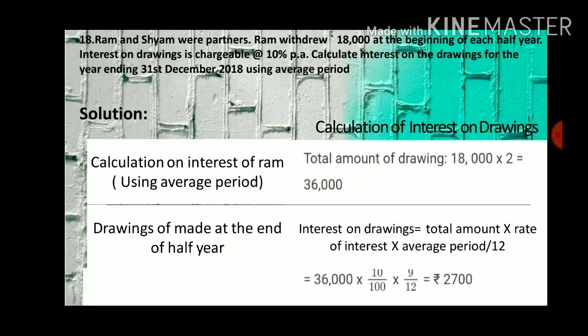Okay. So students, today we have to learn what the difference is between the fixed capital method and the fluctuating capital method. And the second topic, interest on drawing. How to calculate the interest on drawing using 3 methods. There are 3 methods used in the calculation of interest on drawing. The first method is the direct method. The second is the average period product method. The last is the average period method. The last 2 methods will be discussed in this class.